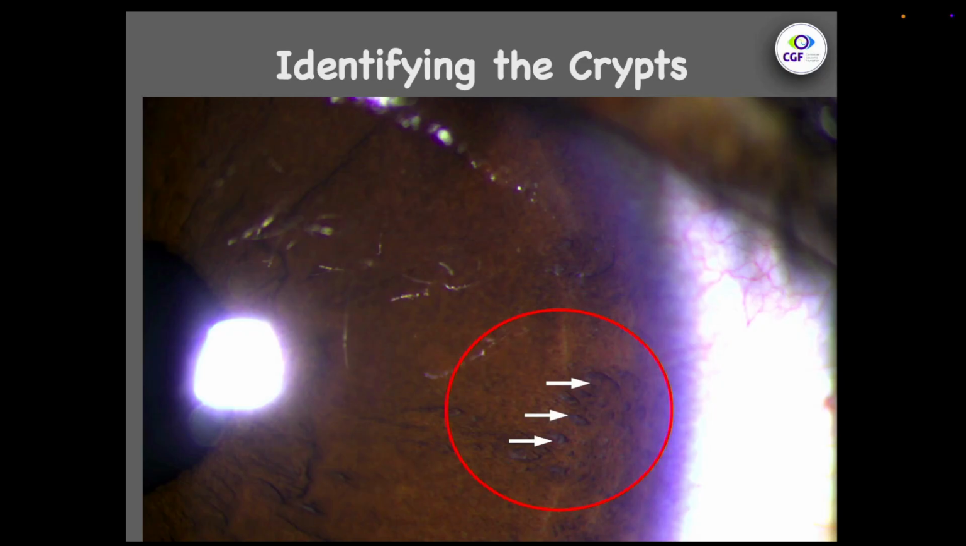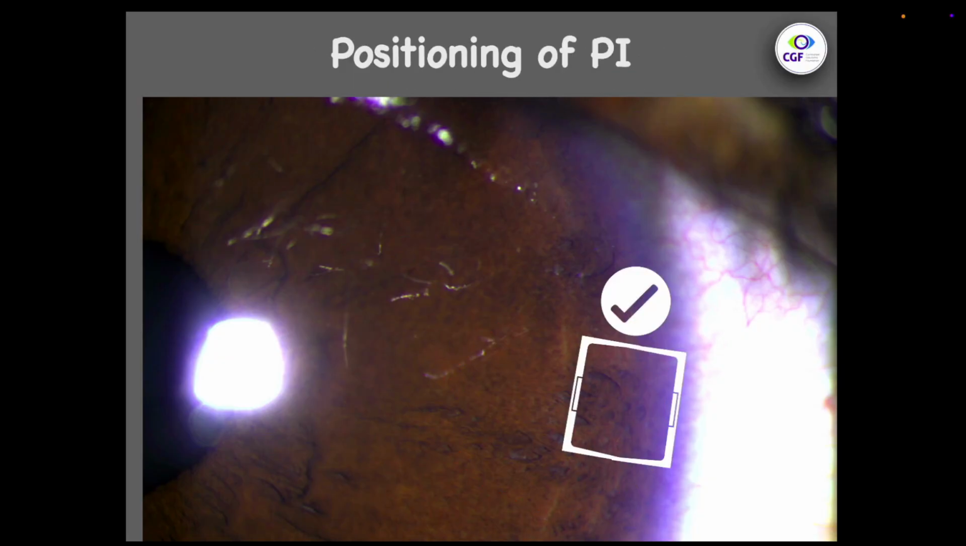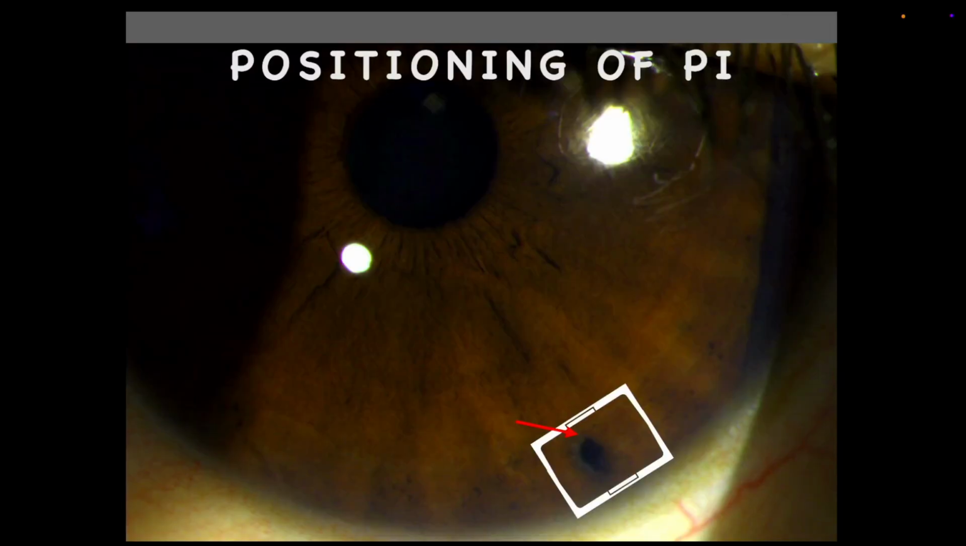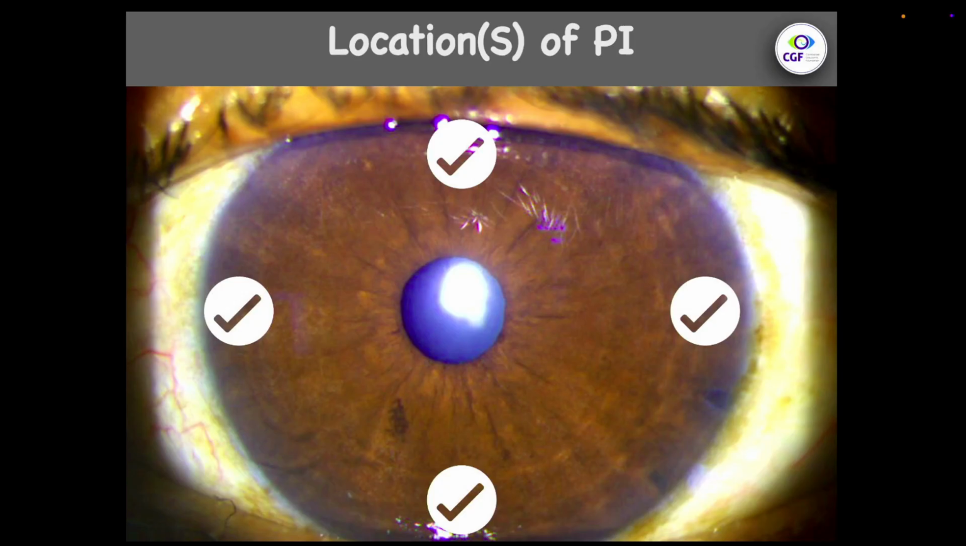So the first step is, once you put the slit on and you can see the crypt well, that is where you have to do the laser, in the thinnest areas. Then you can see the positioning of the PI. It is between the collarette and the peripheral iris. Don't go too much into the periphery, and in the same way, don't come too close to the collarette. Somewhere in between you can place the PI, something like this. You can see it very clearly. This is the positioning of the PI, and you can do it in any of the locations.